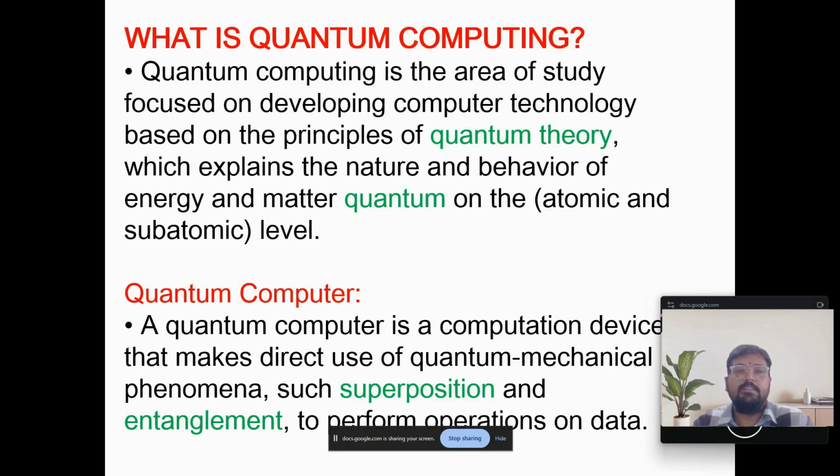the basic physics theory which explains the nature and behavior of energy and matter, called quantum, at atomic and subatomic levels. A quantum computer is a computation device that makes direct use of quantum mechanical phenomena such as superposition, entanglement, and interference to perform operations on data.